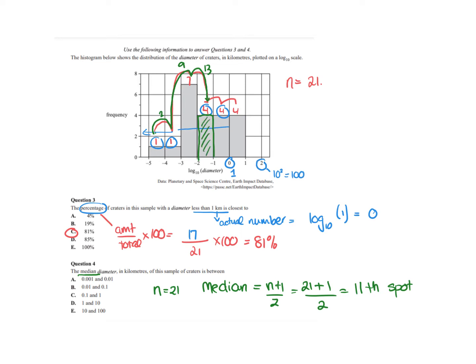So we know the median happened between a log of -2 and -1. If you convert them to an actual number, log -2 is actually 0.01 and -1 is 0.1. So we're looking for a number that's between there, and we'd say the median occurs somewhere in that category. So it'd be this answer here, B.